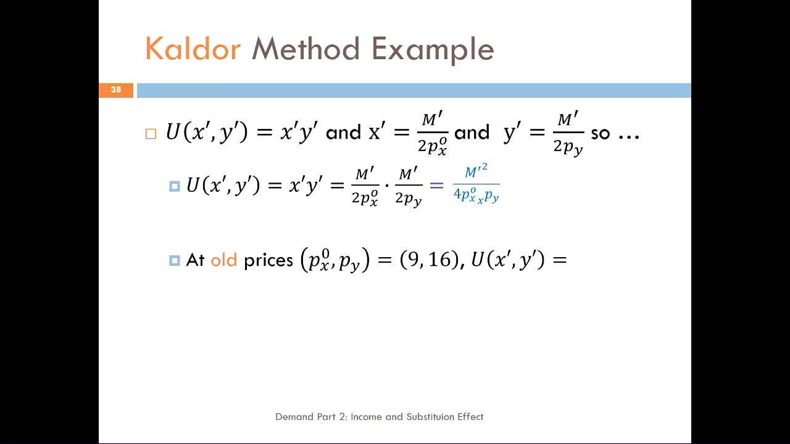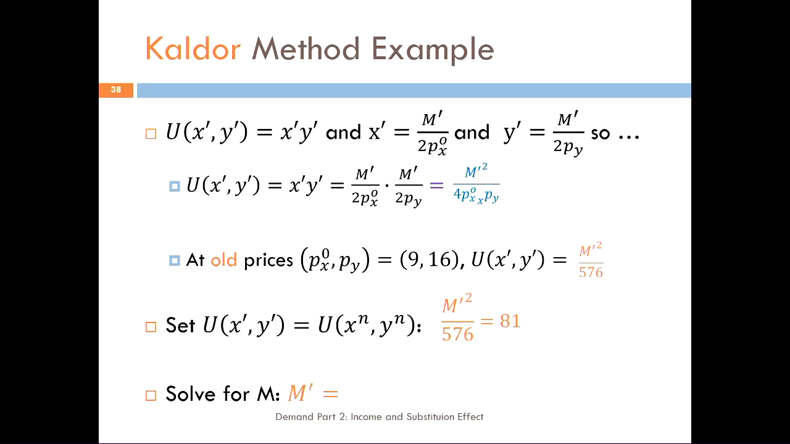So we put in the prices 9 and 16, and we see that we need the utility of that hypothetical bundle x prime, y prime to equal the square of income divided by 9 times 16. We want that utility to be the same as the new utility, so we want that to equal 81. So just solve out for that, and that gives us that m prime. In this case, it's $216.